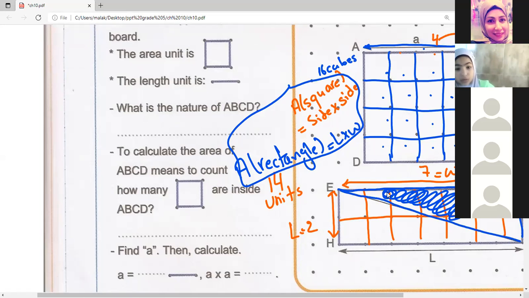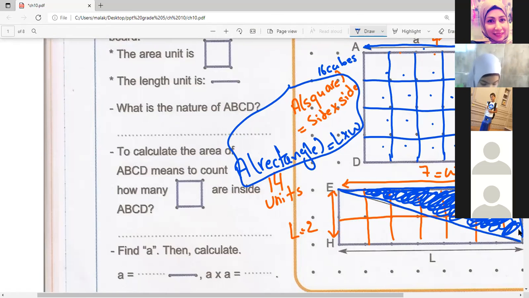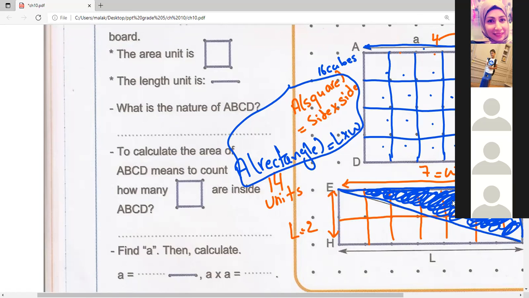Look at this triangle, the one I am coloring in blue. Okay. What is its area compared to the area of the whole rectangle? It's half of the rectangle. Excellent. Proud of you. So if the area of the whole rectangle is 14, what is the area of the triangle? 7. Bravo. Half of 14 equals 7.